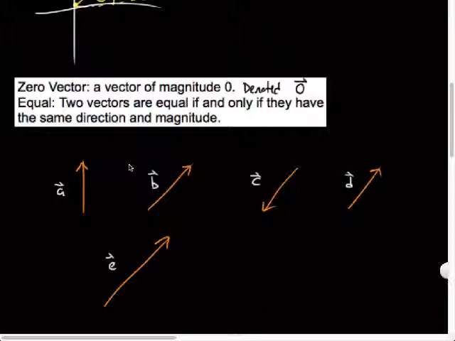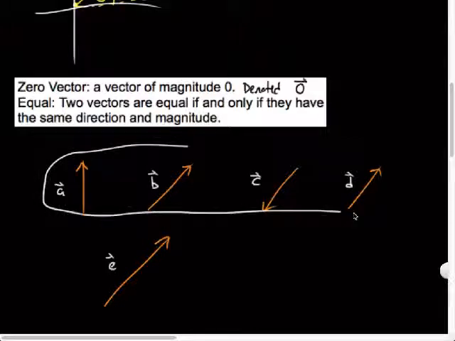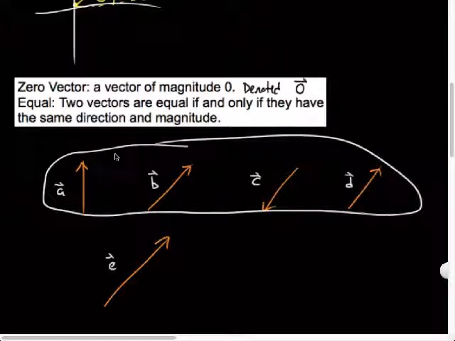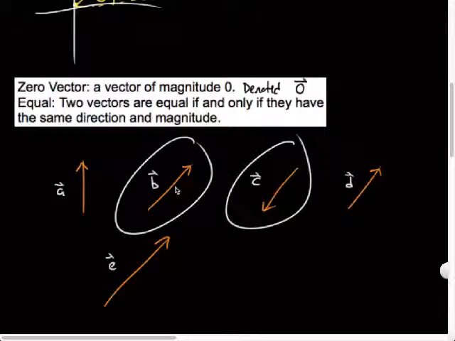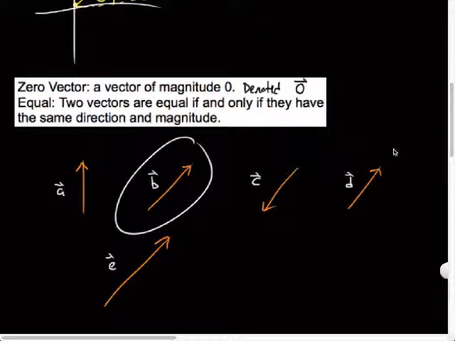Well, all of these have the same magnitude, or I tried to draw them that way, but they don't all have the same direction. Okay. These vectors have the same magnitude, but they're traveling in opposite directions. These two vectors happen to have the same magnitude and direction.